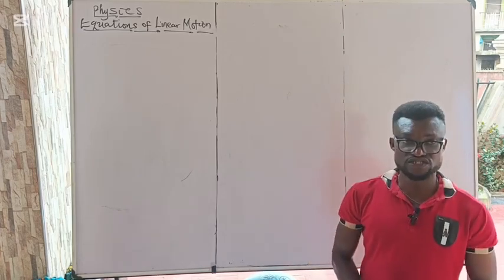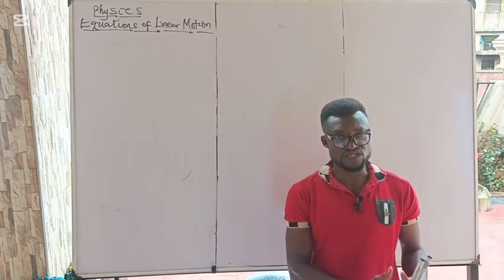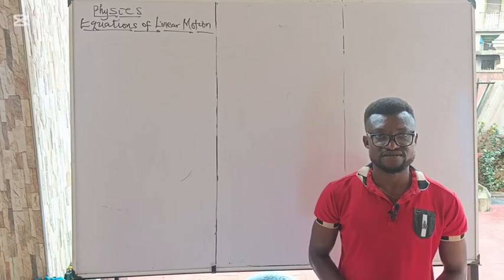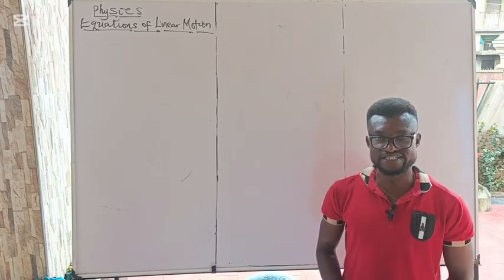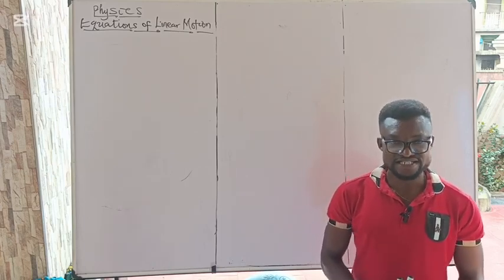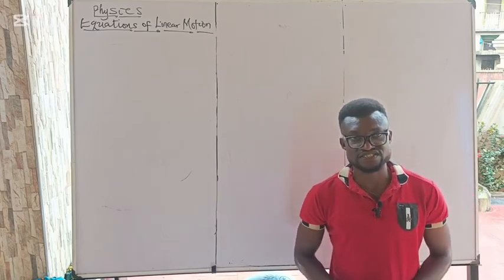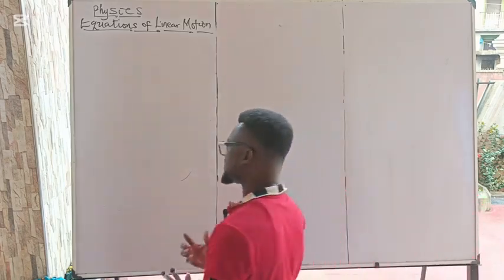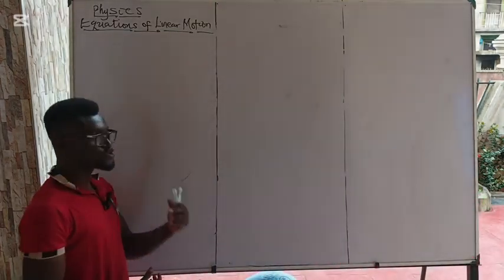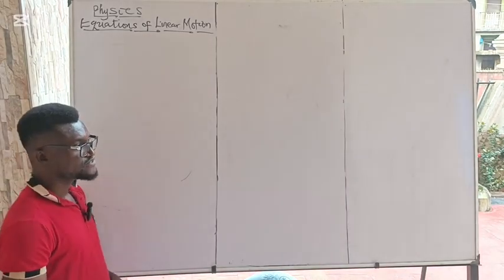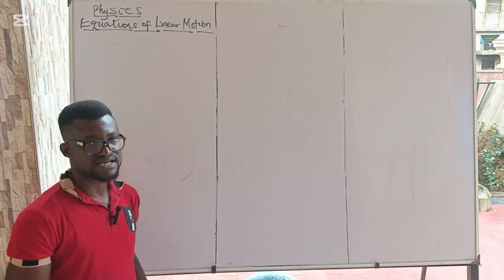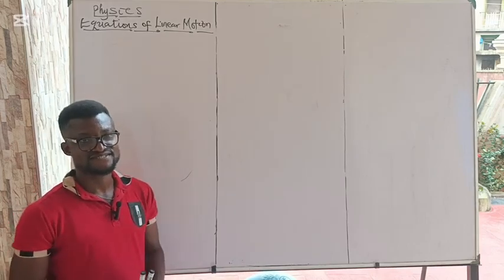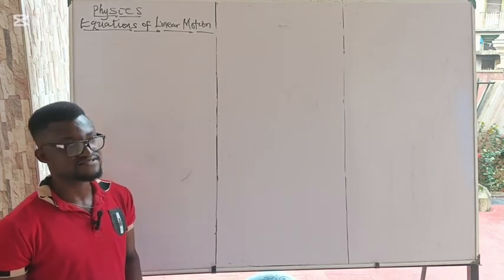Now, equations of motion were propounded by Sir Isaac Newton in 1886. Isaac Newton made out three equations of motion, which he has as equation 1, 2, and equation 3. So we are going to start with Sir Isaac Newton's very first equation.